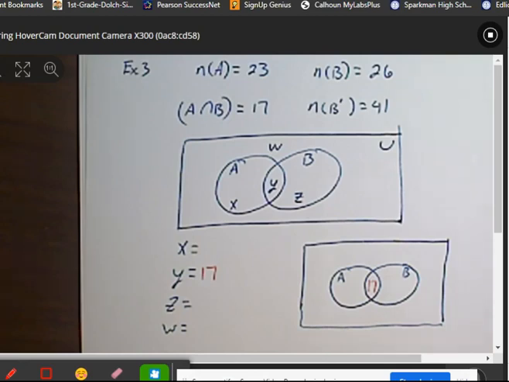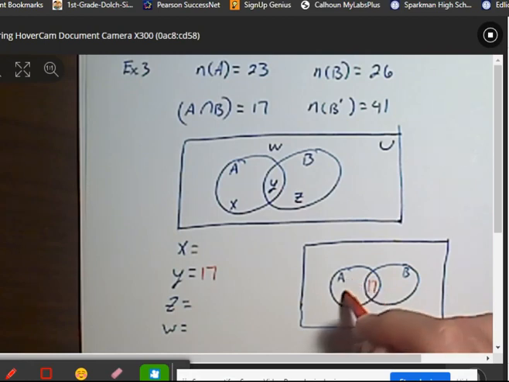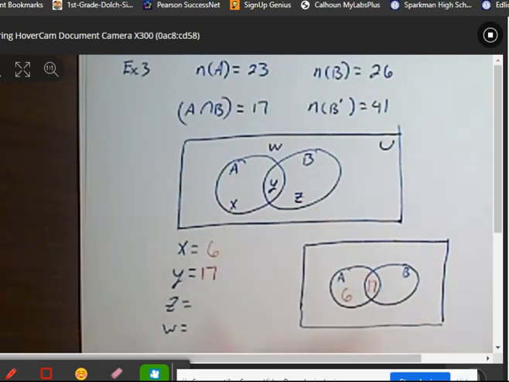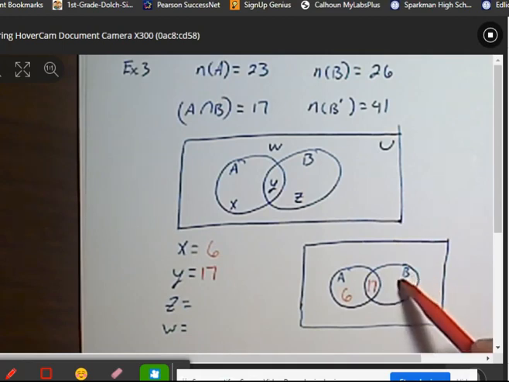Okay. So they gave us then that A was 23. So if there's 23 total here, we'll do 23 minus 17 to figure out that there's 6 that's here, which would be the X. For B, there were 26 total here. So that's 26 minus 17. That would be 9. That would be here. And that was Z. Okay, and then W was everything that's on the outside.